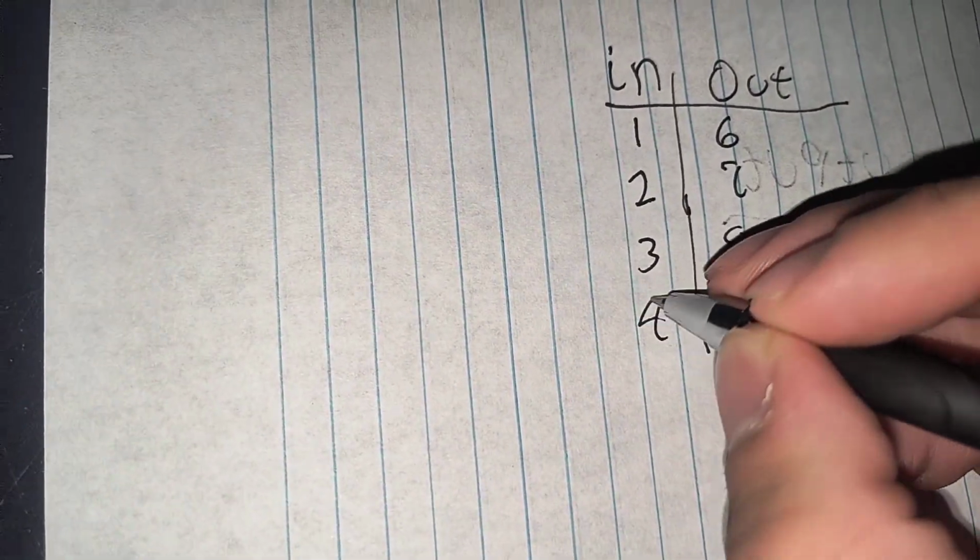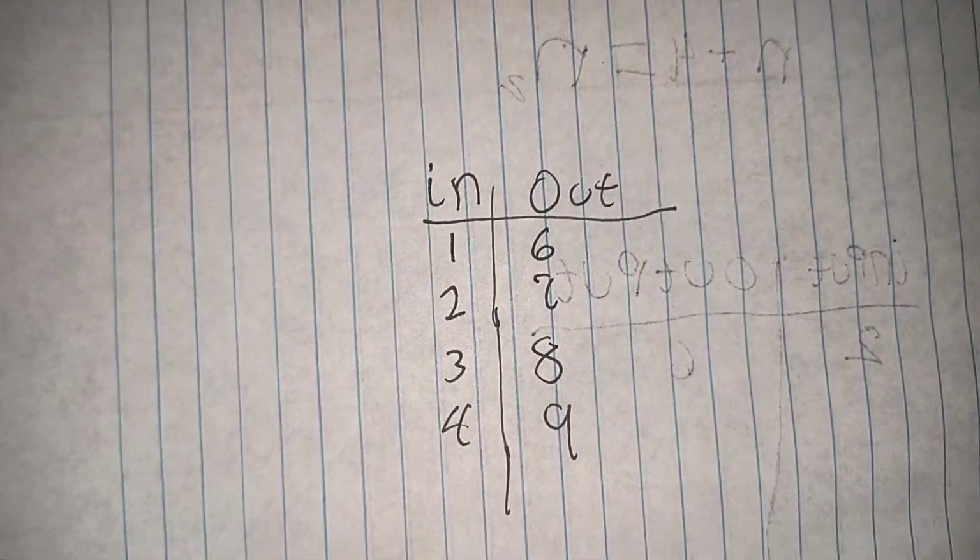Okay, so let's say I have an input and output table. This will be input, and this would be output. The input and output goes like this: 1, and then 6, 2, and then 7, 3, and then 8, and then 4, and then 9. So what is the rule for this?